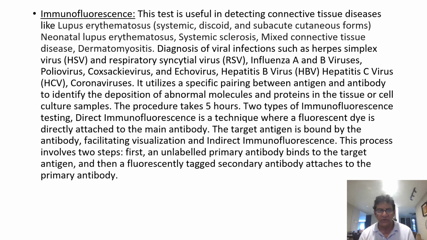Two types of immunofluorescence testing are used. One is the direct immunofluorescence technique, where the fluorescent dye is directly attached to the main antibodies. The targeted antigen is bound by the antibodies, facilitating visualization. Indirect immunofluorescence involves two steps. First, the unlabeled primary antibodies bind to the targeted antigen, so antibody-antigen, and then the fluorescence is tagged to the secondary antibodies bound to the primary.